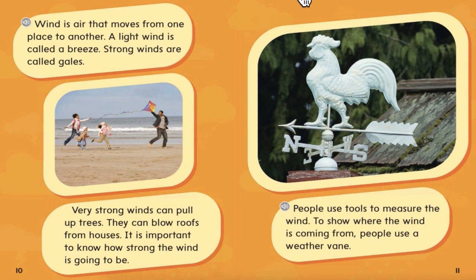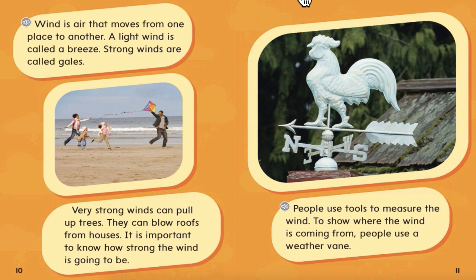Very strong winds can pull up trees. They can blow roofs from houses. It is important to know how strong the wind is going to be. People use tools to measure the wind. To show where the wind is coming from, people use a weather vane.